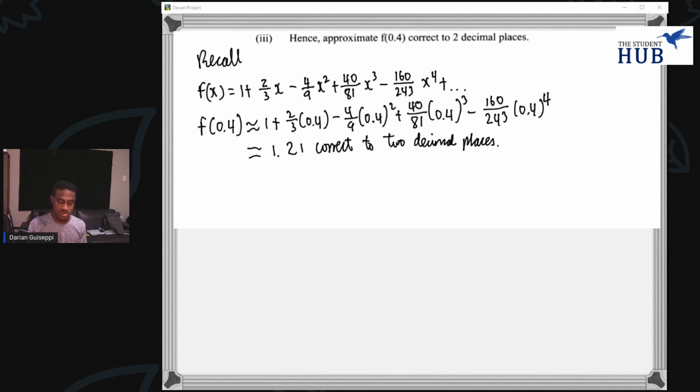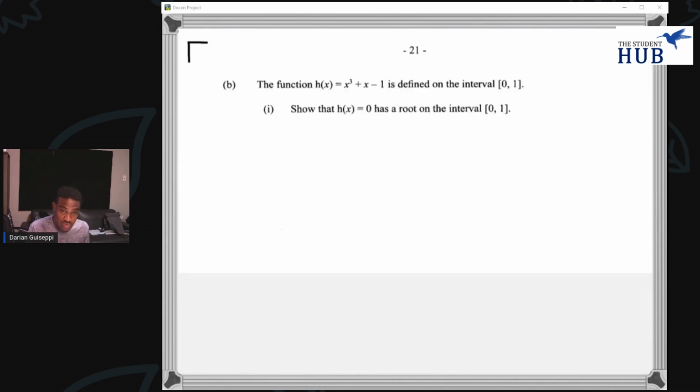1.21 correct to 2 decimal places. Remember, that's what the question asked us to put our approximate value to, to round it off to 2 decimal places. So that's that part done. Let's see what else this question has to offer. So let's look at part B. For part A we finished. Now we're looking at part B.